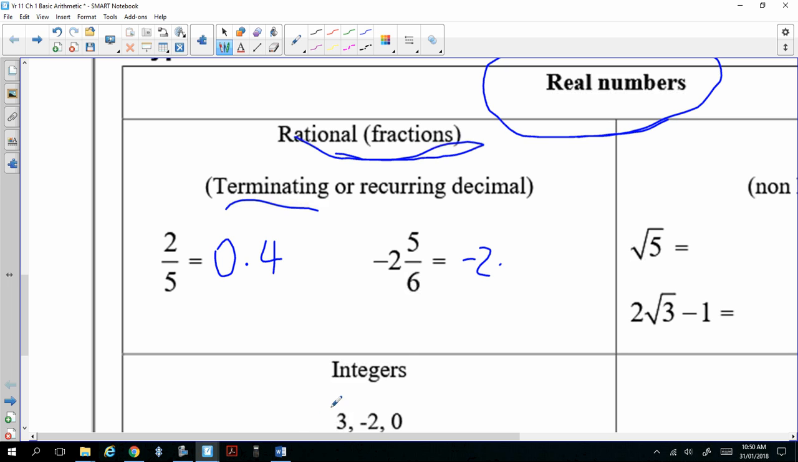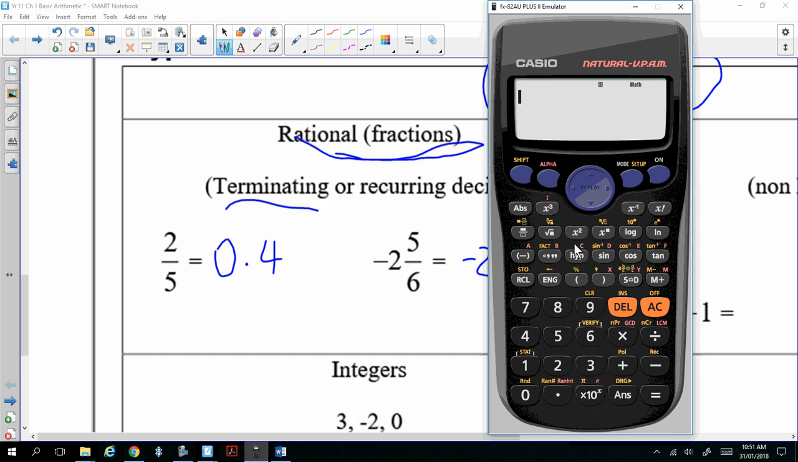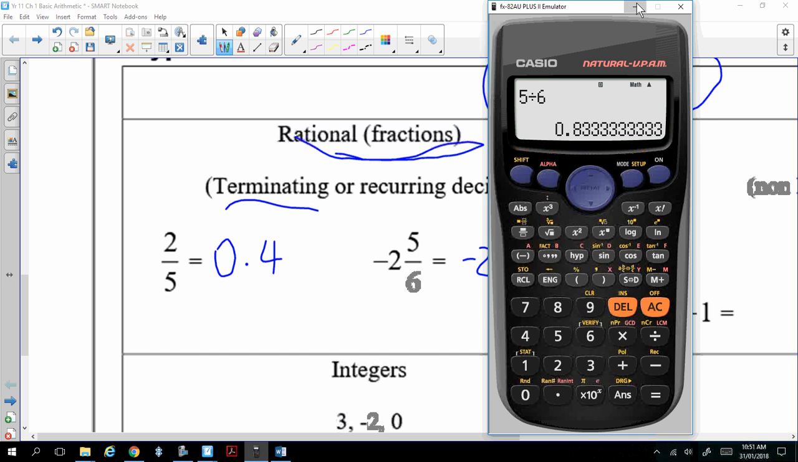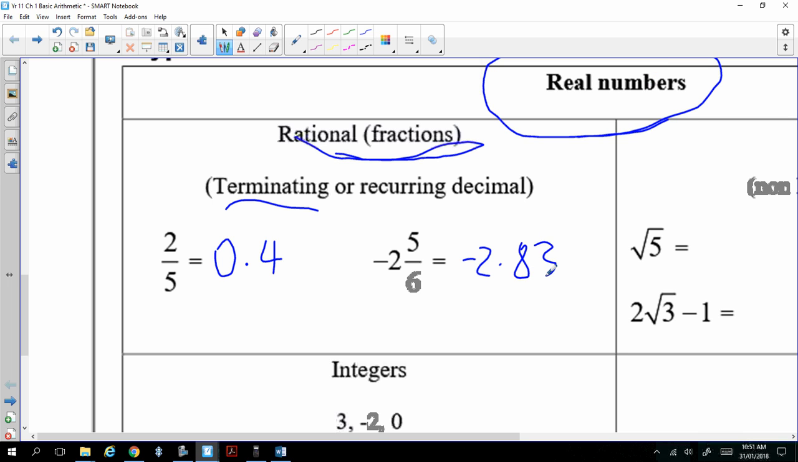I can use a calculator. 5 divided by 6. Yeah, 0.83333. So that's recurring, right? So numbers that are either recurring or terminating are called rational fractions.